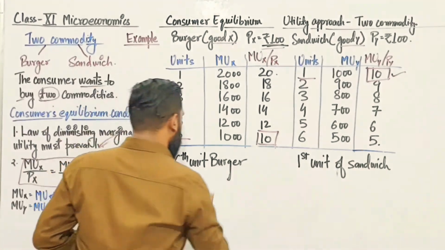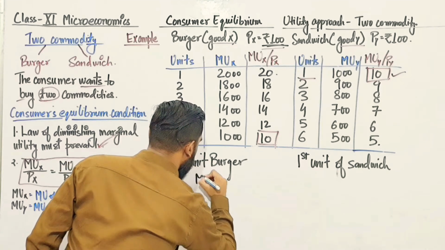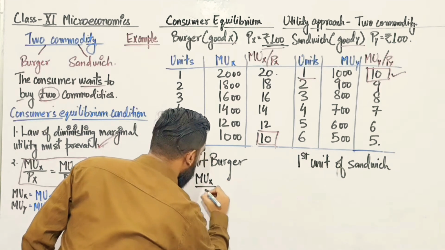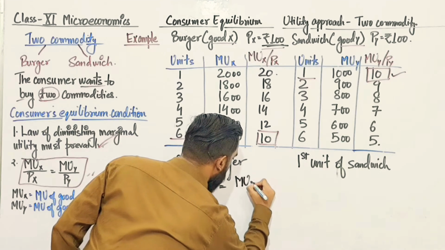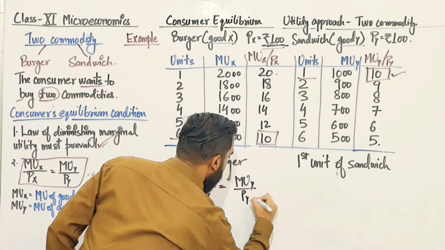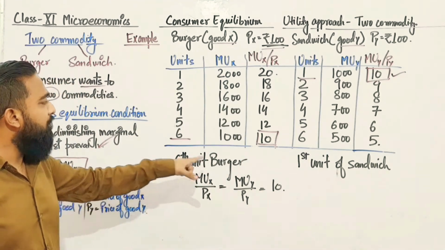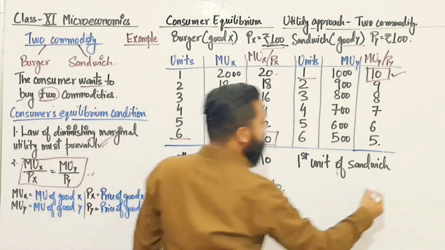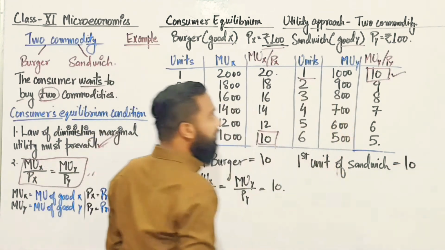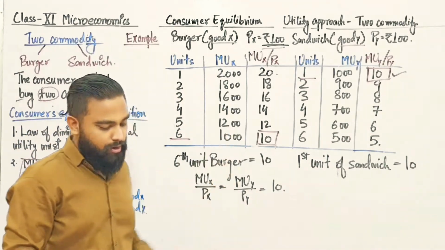How are they equal? Because the value of MUX upon PX is equal to the value of MUY upon PY, which is 10. Understood? This 6th unit of burger is giving 10 and the first unit of sandwich is also giving 10. The value of MUX upon PX and MUY upon PY.